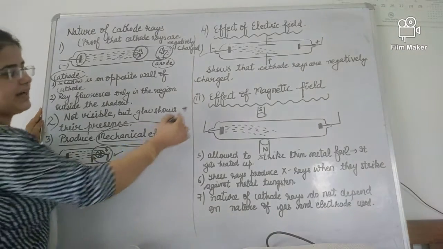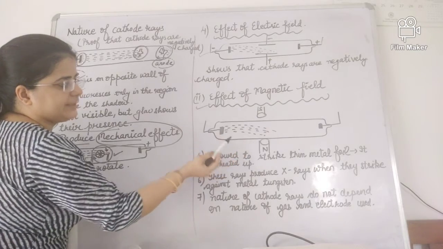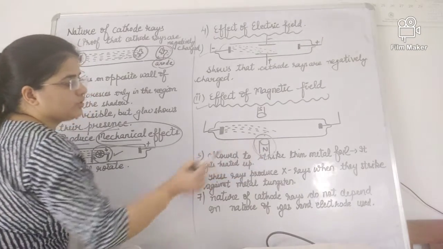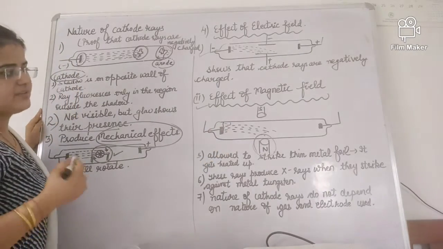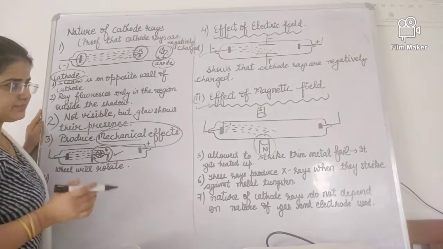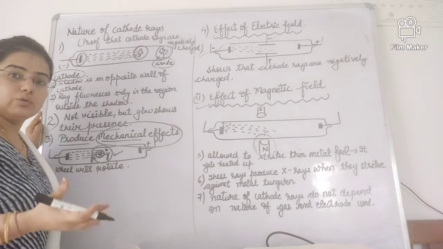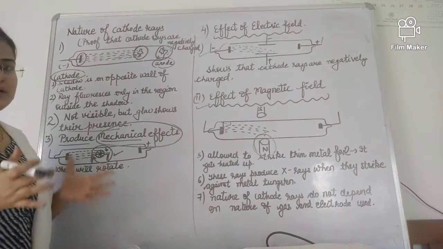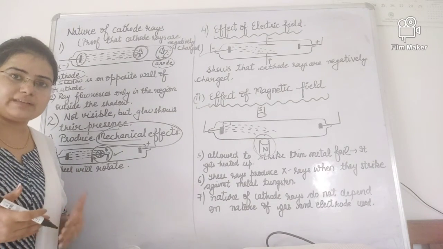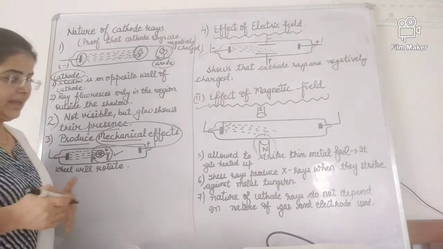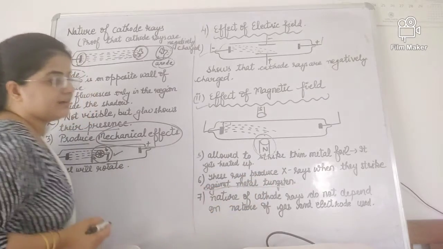After this, the effect of the magnetic field: once again the rays will not move forward in a straight pathway. They will deflect, and this shows that negatively charged particles are present inside the cathode rays. Apart from it, when you allow the cathode rays to strike a thin metal foil, it will absorb heat also. This shows that cathode rays show a heating effect, and these rays produce X-rays when they strike metal tungsten.